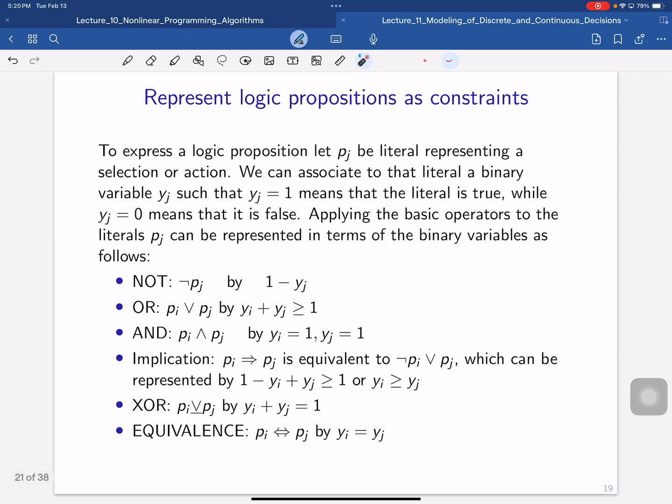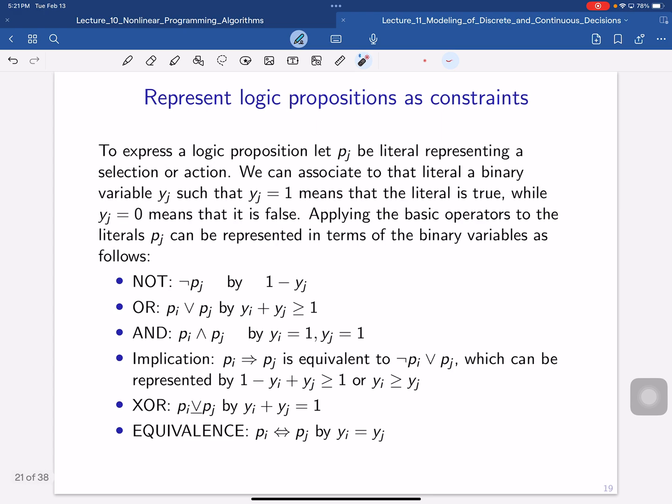So how do we express those logic propositions as constraints? At the end of the day, we want to represent those logic as an optimization problem. Then we can associate each of those logic using a binary variable, right? So the true and false will be associated with a binary variable that takes values 0 and 1, right? So if you want to say not pj, you can express this as 1 minus yj, right? yj is a binary variable here, okay?